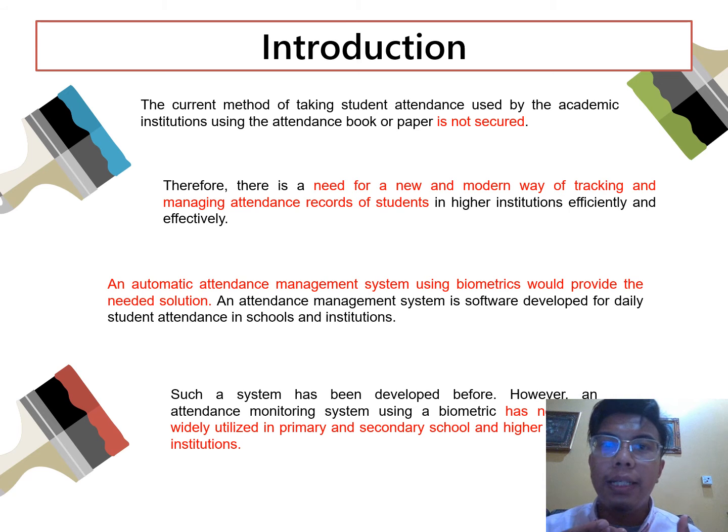An automatic attendance management system using biometry would provide the needed solution. An attendance management system is software developed for daily student attendance in schools and institutions. Such a system has been developed before, but a biometric monitoring system is not widely utilized in primary, secondary, or even higher institutions.